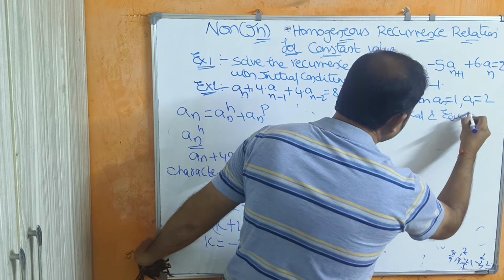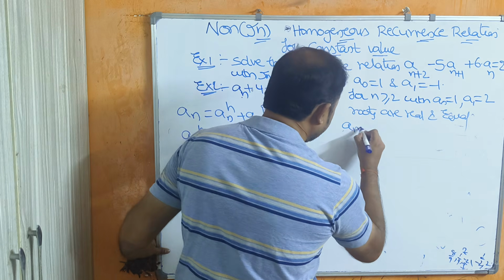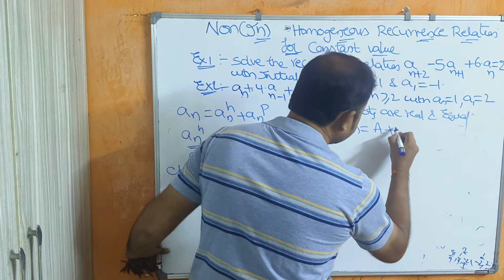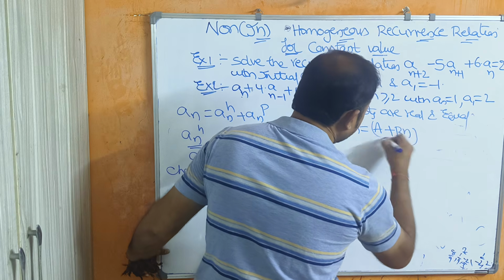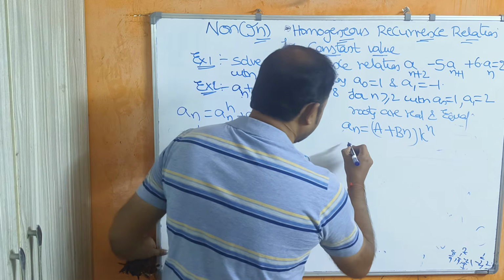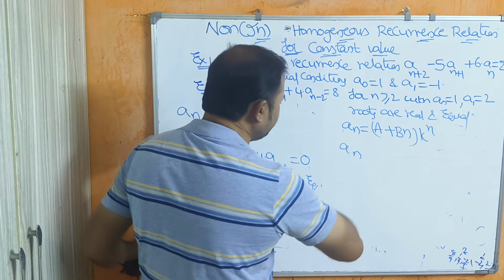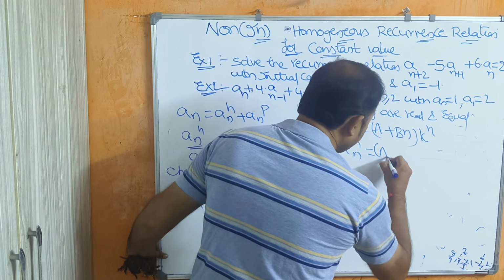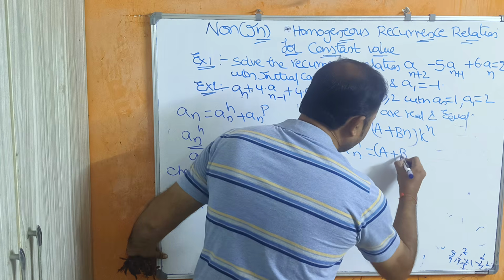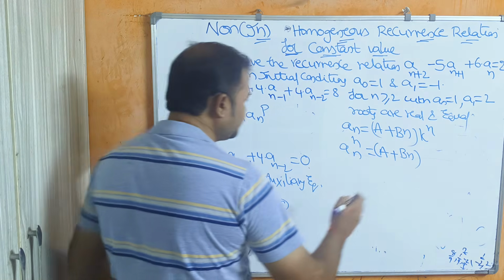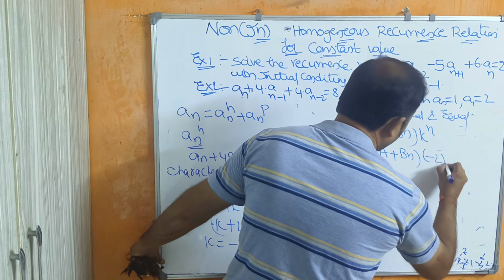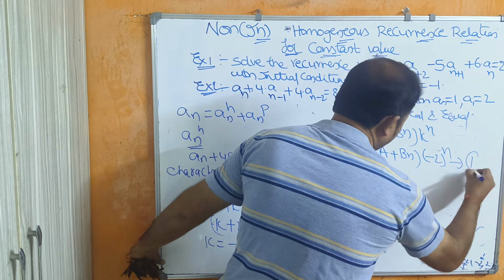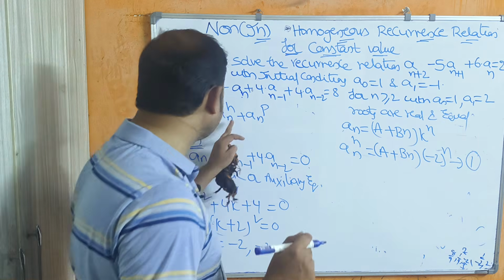If the roots are real and equal, then what is the general solution? An equal to a plus bn into k power n. So an power h, this is nothing but this homogeneous part only. So an power h is nothing but a plus bn into what is k value? K value is minus 2. So minus 2 whole power n. So let it be 1. So now an power h is computed.